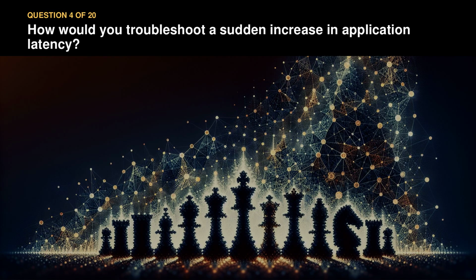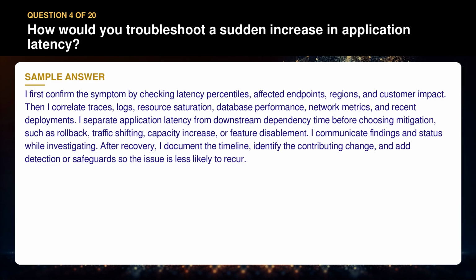Question 4. How would you troubleshoot a sudden increase in application latency? I first confirm the symptom by checking latency percentiles, affected endpoints, regions, and customer impact. Then I correlate traces, logs, resource saturation, database performance, network metrics, and recent deployments. I separate application latency from downstream dependency time before choosing mitigation, such as rollback, traffic shifting, capacity increase, or feature disablement. I communicate findings and status while investigating.